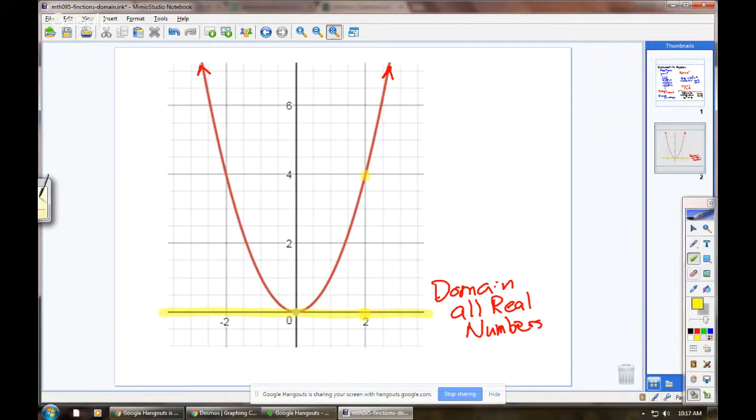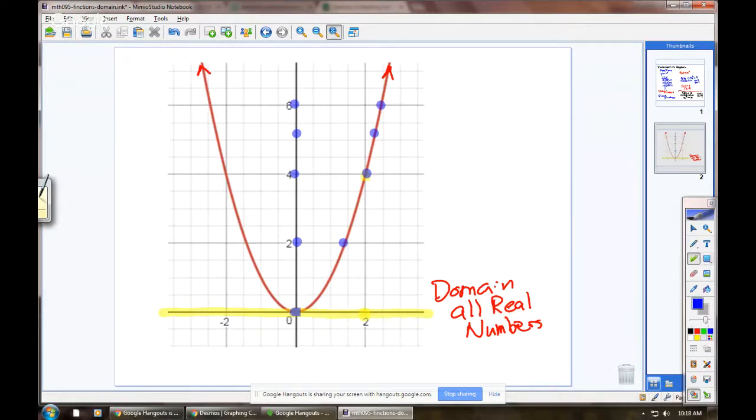Now let's look at the range. The range are the set of all possible y values. So any point I pick on the graph has a y value that goes with it. No matter which point it is, it's going to have a y value to go with it. Now notice the smallest y value we see is right here at the bottom of this graph. There are no y values underneath 0. That's because we're squaring a number in this case, so that kind of makes sense. If I square a positive, the answer is positive. If I square a negative, the answer is negative.